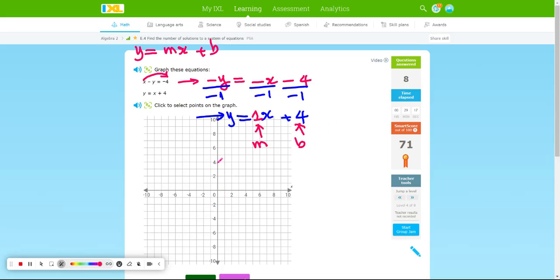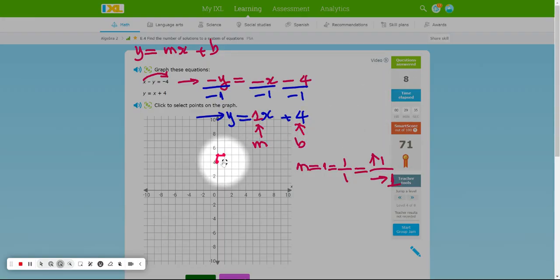So let's find the 4, which is the b, the y-intercept. And then slope m is up 1, right 1. When you have the slope equal to 1, it means 1 over 1. So I go up 1 and then right 1. Okay, so go get my tool. Here we go. Start at number 4, up 1, right 1.